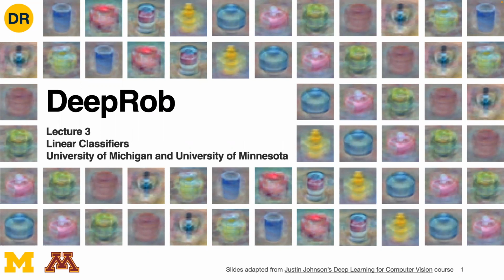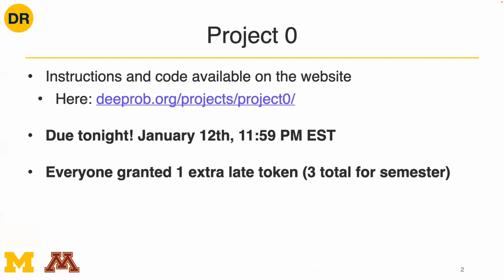Today's lecture is going to be on linear classifiers, and we'll get right into it with just a few administrative updates. So in terms of the project, project 0 is due tonight at midnight. You should submit through the autograder. If you're having trouble accessing the autograder, just make sure you follow the link to the autograder that's in the project instructions, under the projects page of DeepRob and then project 0.